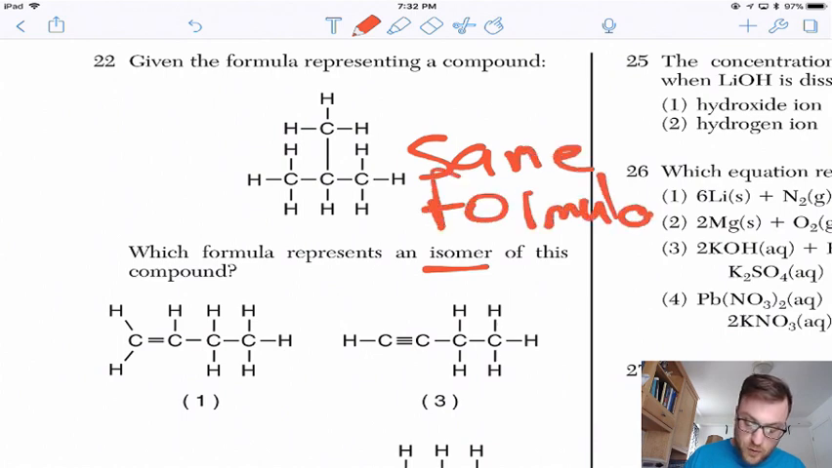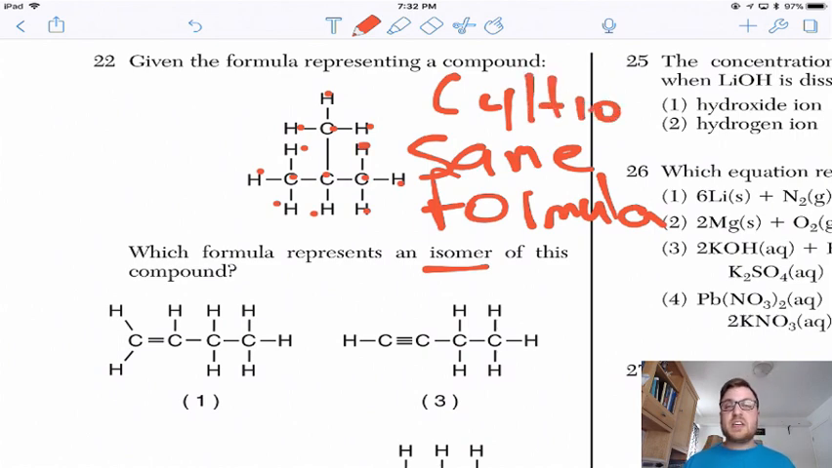So we're looking for one that has 1, 2, 3, 4 carbons, 1, 2, 3, 4, 5, 6, 7, 8, 9, 10 hydrogens. But a different structure. Totally different structure. Don't just make it look kind of different. We're talking breaking a bond and moving that carbon somewhere else.